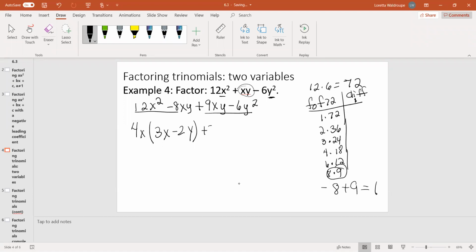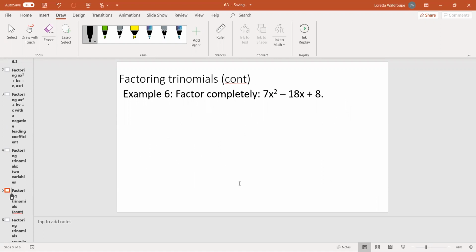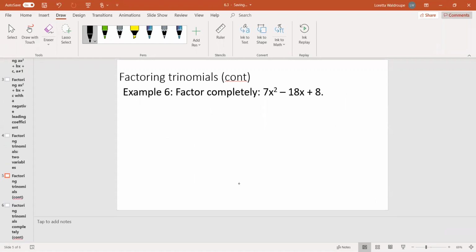6 and 9 have a 3 and a y in common. Divide by 3, take away a y. Divide by 3, take away a y. Now we can see our 3x minus 2y in common. And if we take it out, we're left with 4x plus 3y for our answer. Okay?